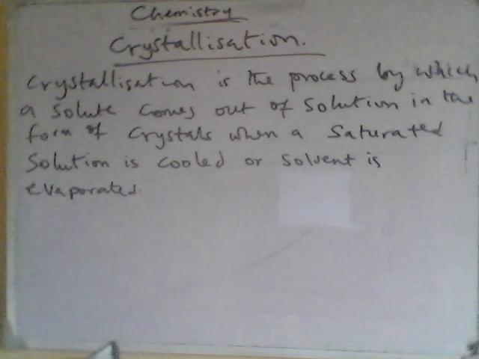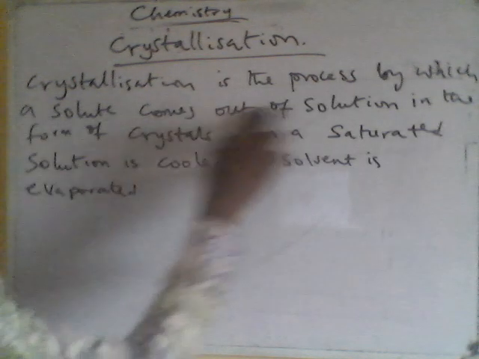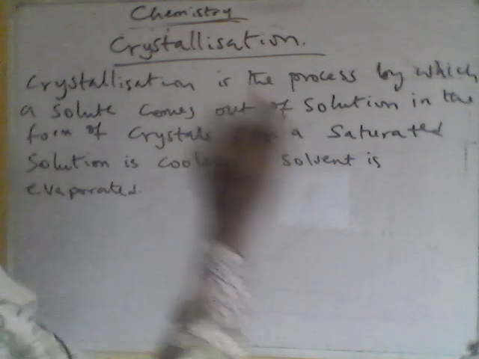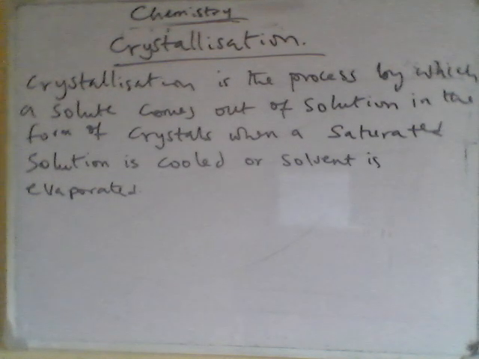So crystallization is the process by which a solute comes out of solution in the form of crystals when a saturated solution is cooled or solvent is evaporated. So what are the steps? The steps to do crystallization: number one, prepare a saturated solution of a solute. Then number two, allow it to cool or evaporate slowly. Third step, crystals formed are collected via filtration. Crystals are dried to obtain pure solutes.